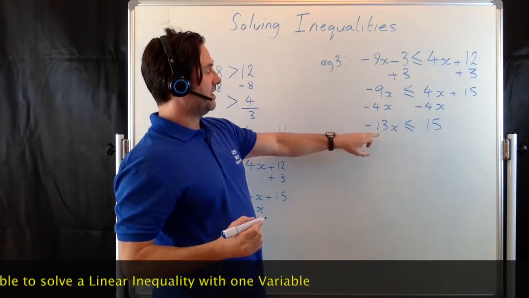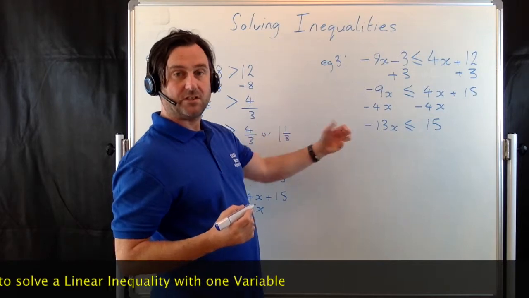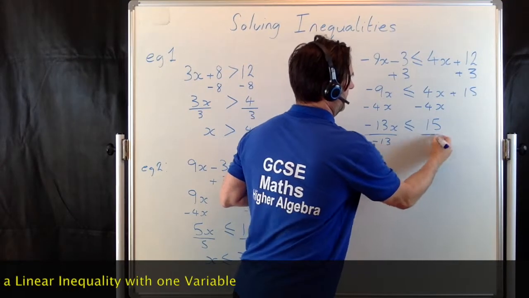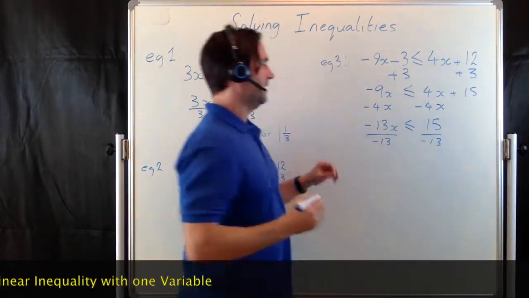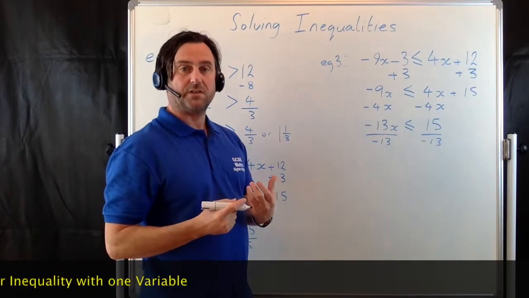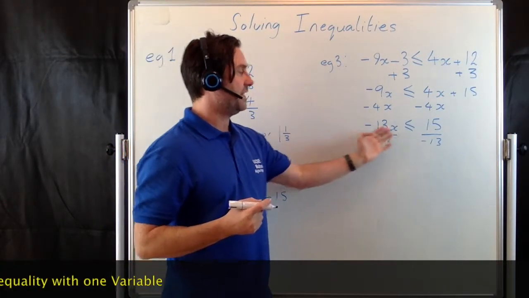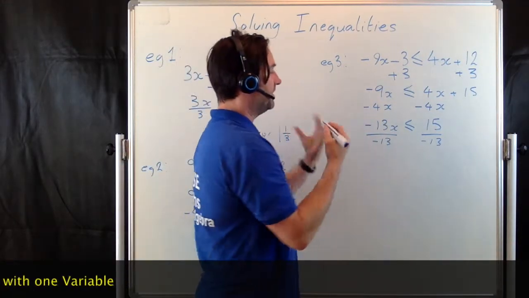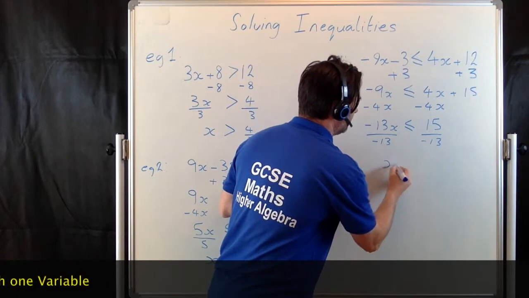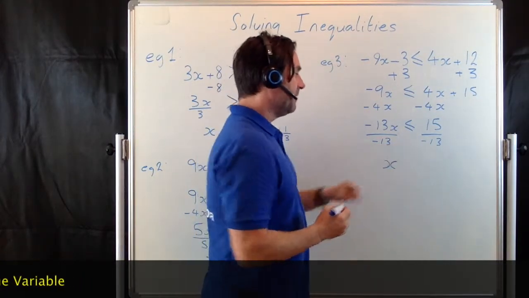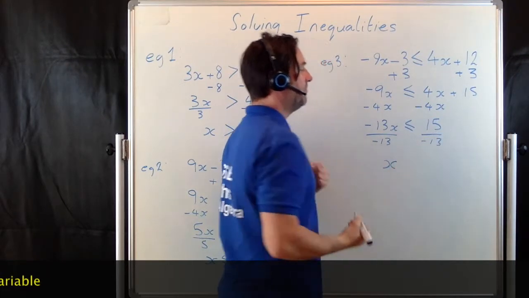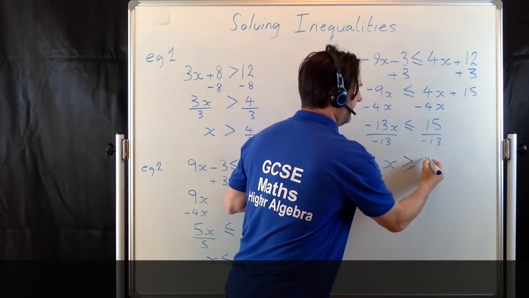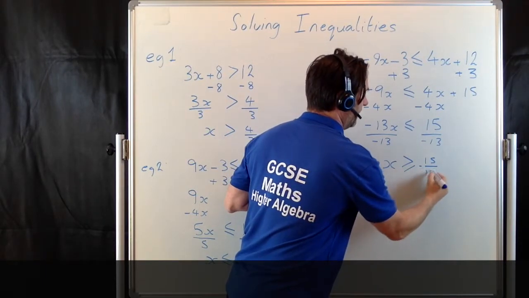Now what I'm going to need to do to get rid of that is divide this by negative 13 on both sides. However, with an inequality, whenever you're dividing by a negative number, you must flip the sign. So minus 13 divided by minus 13 gives me a positive x, 1x. But because we're dividing by a negative, I have to flip the sign to give me, well, that I can leave as minus 15 over 13.